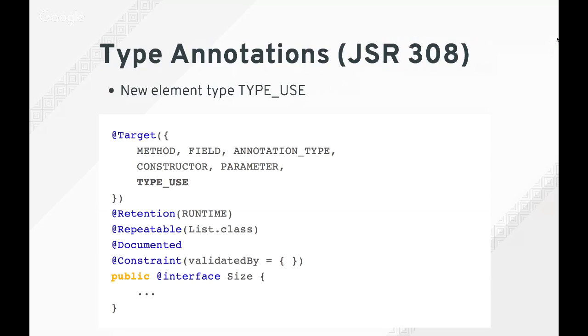And the type annotations, as of Java 8, have been defined by JSR 308, and the key to defining an annotation which can be used in that way is to add this new target type, TYPE_USE. So for each annotation, I need to say at which elements in a Java class this annotation can be used. And if I add this TYPE_USE element type, then it can be used on type arguments.